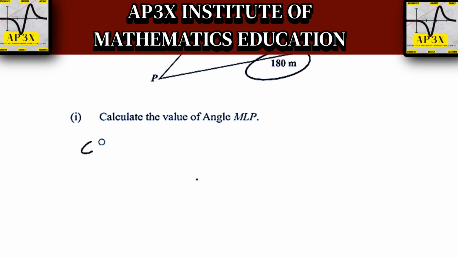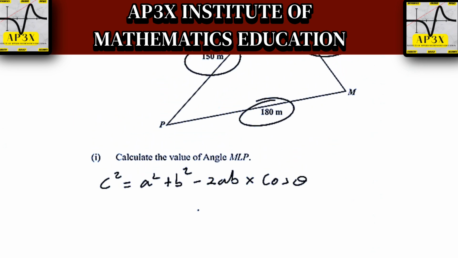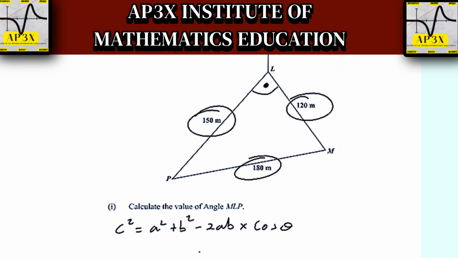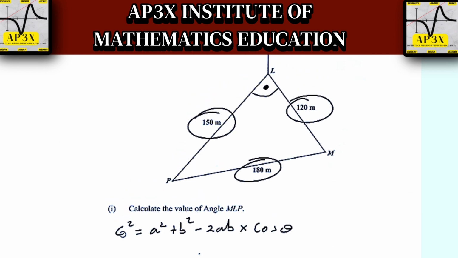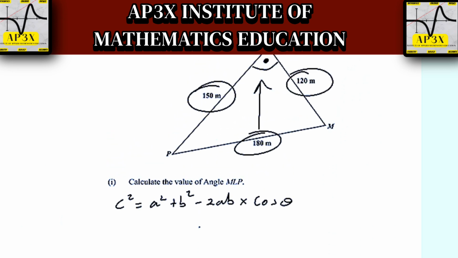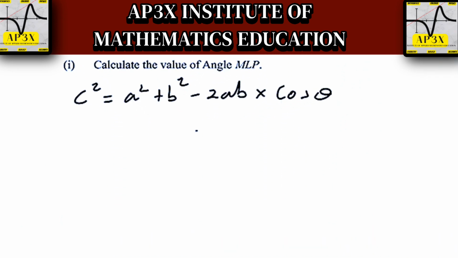Cosine rule is in fact c squared is equal to a squared plus b squared minus 2ab multiplied by the cosine of the angle. Now in this case we have to be very careful of what we choose as our c, because our c value heavily depends on the side that is in front of the angle given or the angle that we want. So in this case, c would have to be 180 meters.